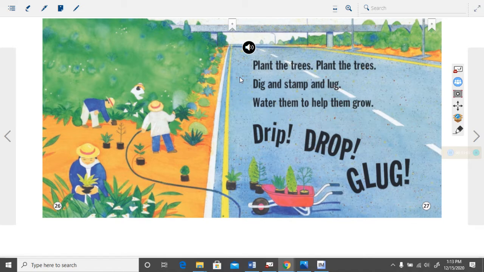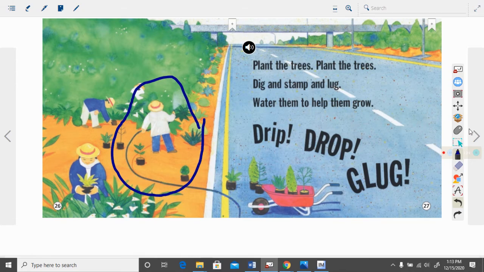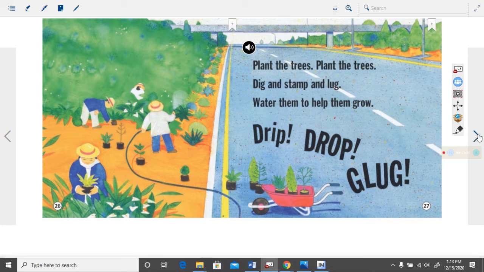What do they do after they plant them in the ground? They water them, don't they? How did you know that? Because the words tell us that. And here in the picture, we can see that they have a water hose out also. So the text and the pictures both tell us that they get watered.